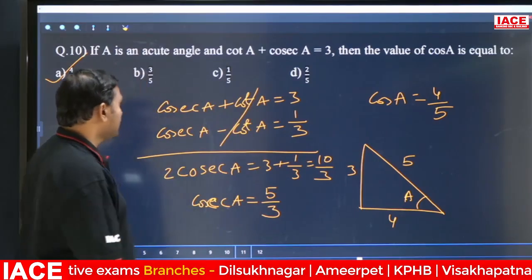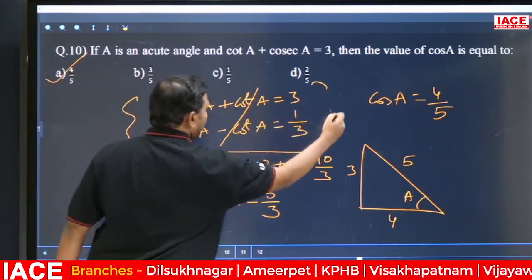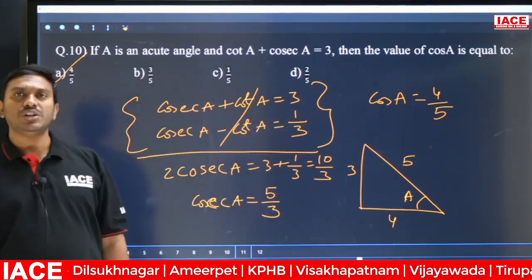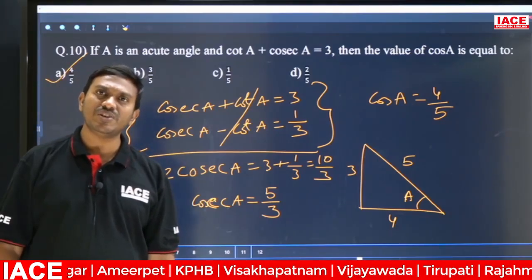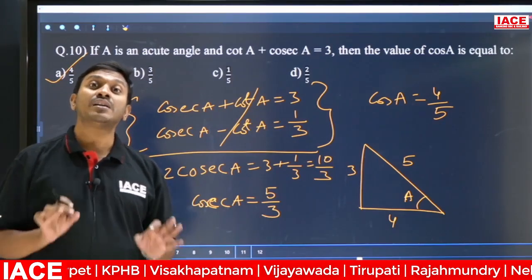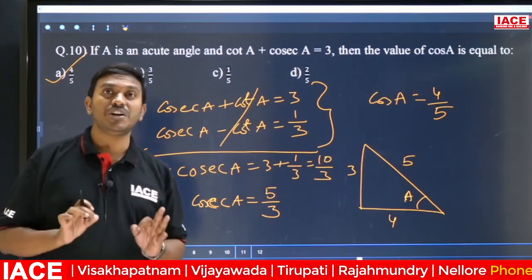Okay, so this is the point you have to know here. What is the point? Cosecant A plus cot A equals 3 means cosecant A minus cot A value is how much? 1 by 3. Both are always reciprocal to each other. That is the point you have to know.